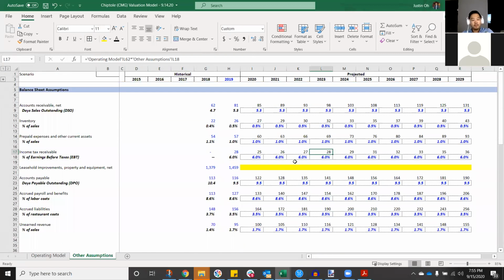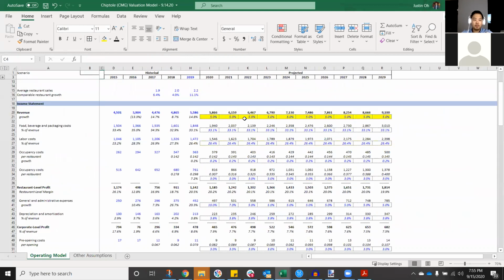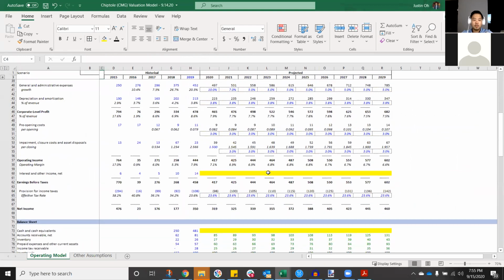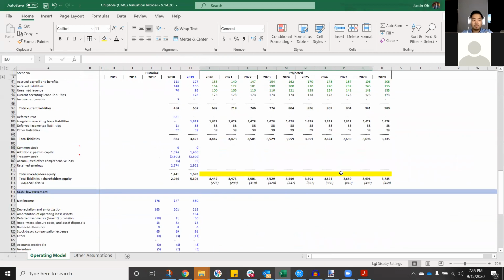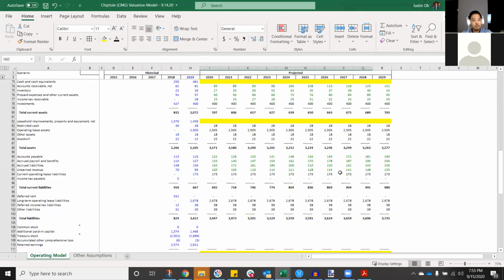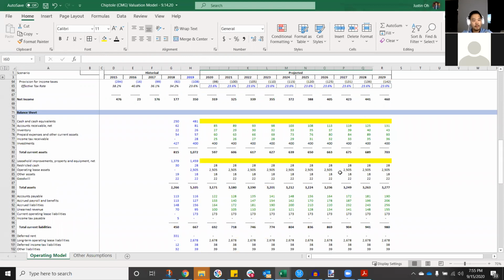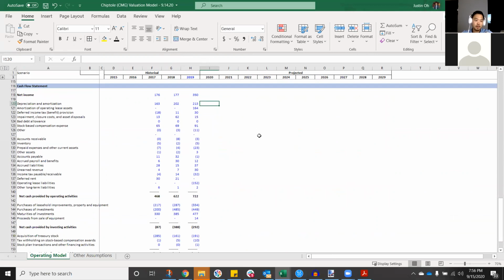All right. So we have this other assumptions tab where we're driving balance sheet assumptions. So now we have dummy income statement assumptions. We don't have interest income. And then now we have to do the cash flow statement.